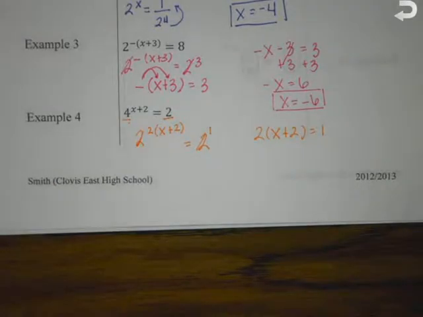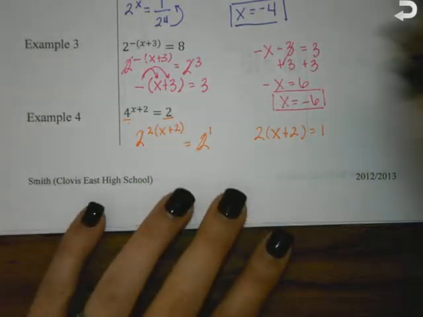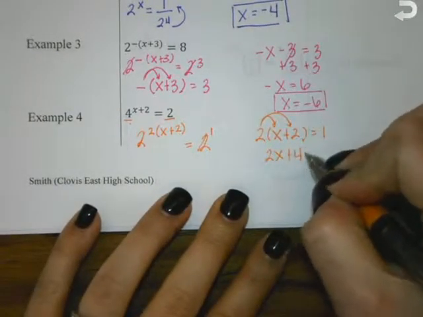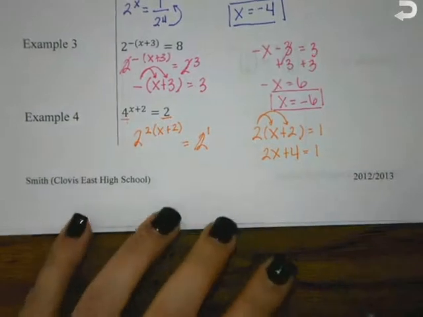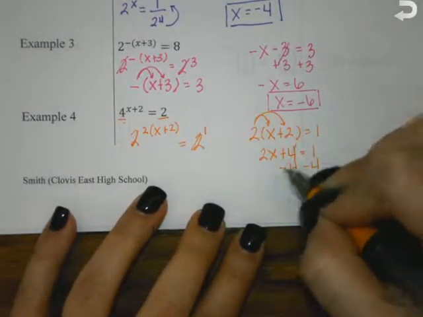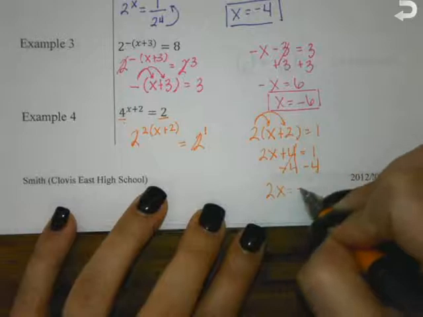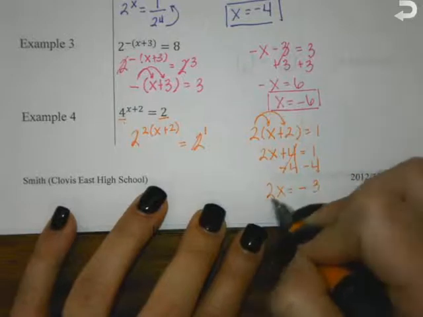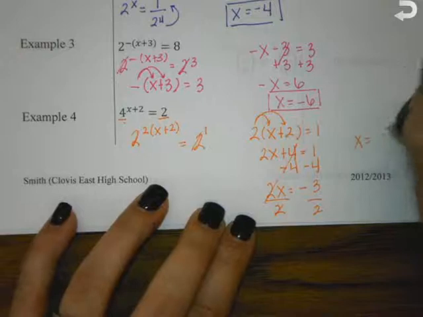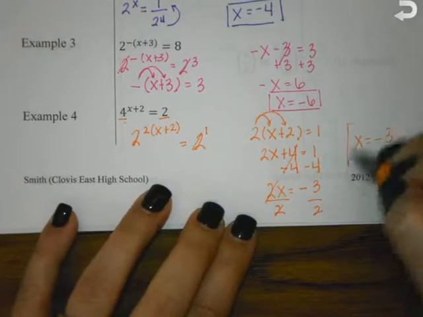Okay, guys, what would be your next step to solving for x? Distribute the 2. So 2x plus 4 equals 1. Then what? Subtract 4. So 2x equals negative 3, and then divide by 2. So x equals negative 3 over 2. It's okay to get a fraction. That would be your answer.